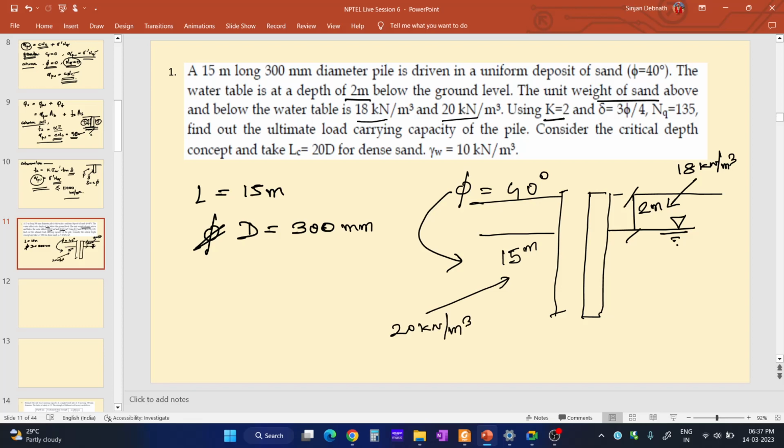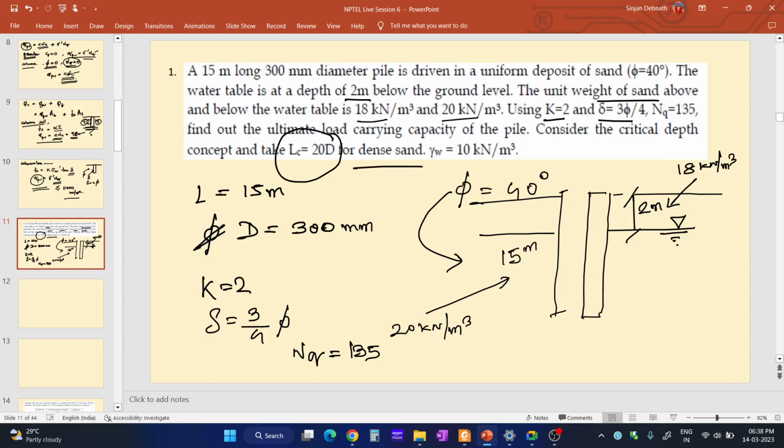Using K is equal to 2, where K is the lateral earth pressure coefficient. Let me write it down. K is equal to 2, and delta is the frictional angle between the soil and the pile, so delta is equal to 3/4 of phi. NQ, that is the surcharge bearing capacity factor, is 135. We have been asked to find the ultimate load carrying capacity of the pile. Consider the critical depth concept. LC is equal to 20D for dense sand, and the unit weight of water is 10 kilonewton per meter cube.